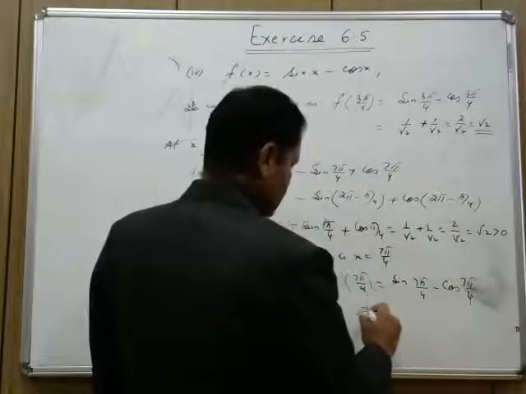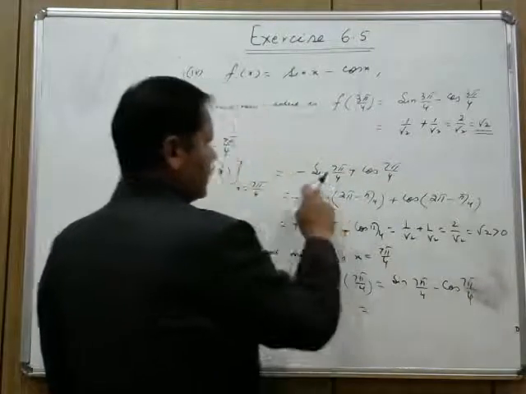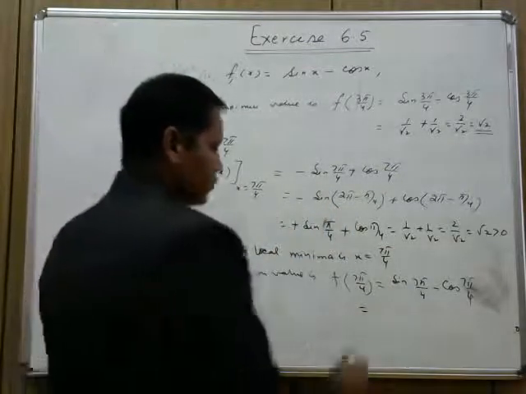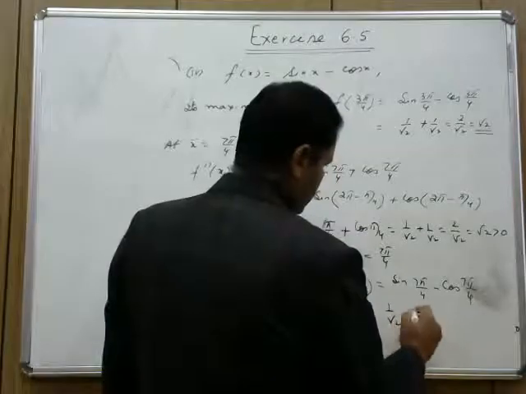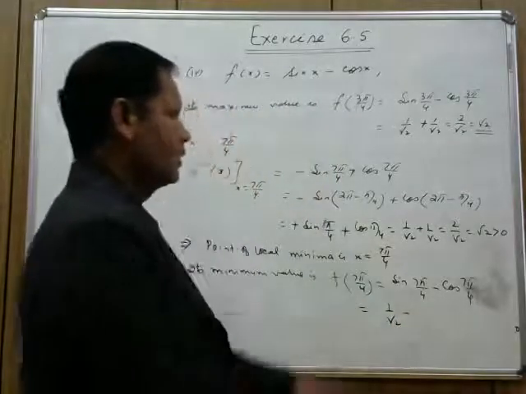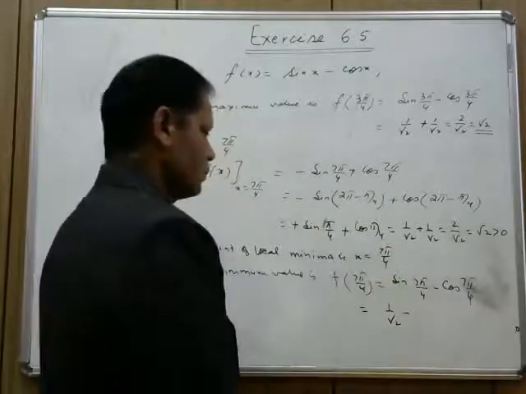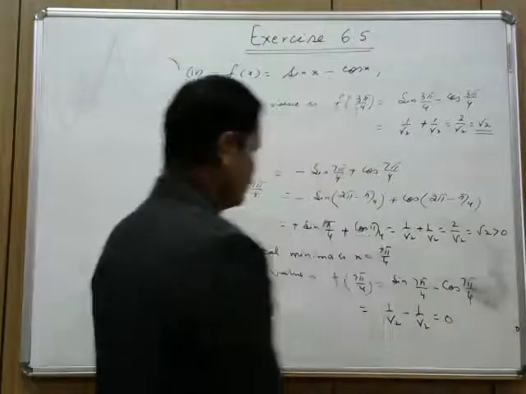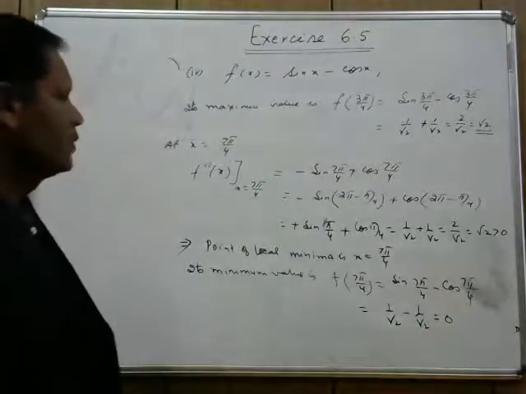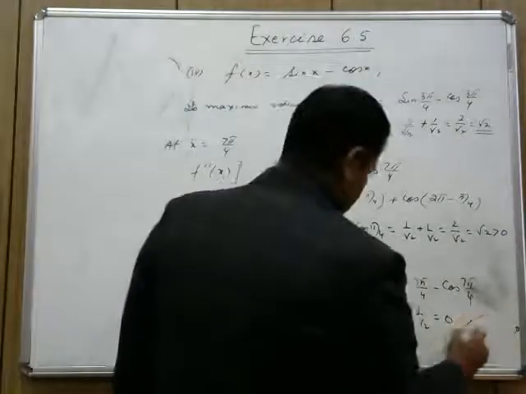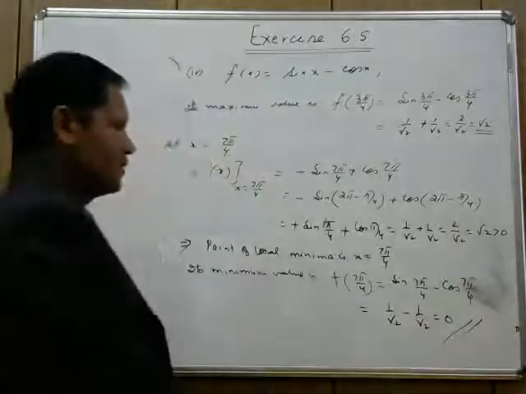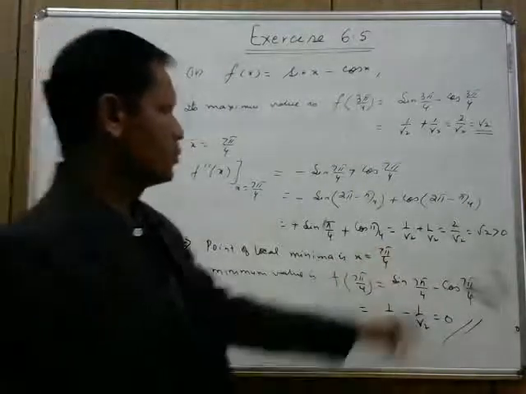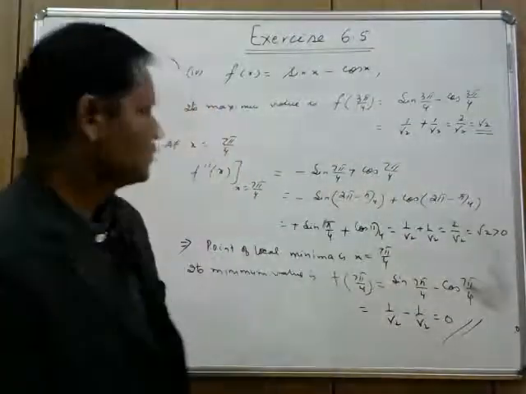Now again, sin 7 pi by 4, how much will we have? Simple sin pi by 4 will give 1 by root 2, minus cos 7 pi by 4 will have minus 1 by root 2, that will give you 0. That means its minimum value is 0, which exists at x equal to 7 pi by 4. Maximum value is root 2, which exists at x is equal to 3 pi by 4.